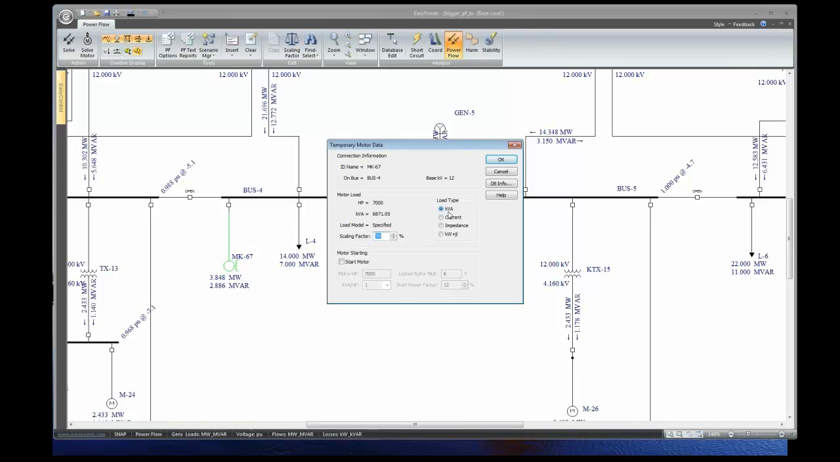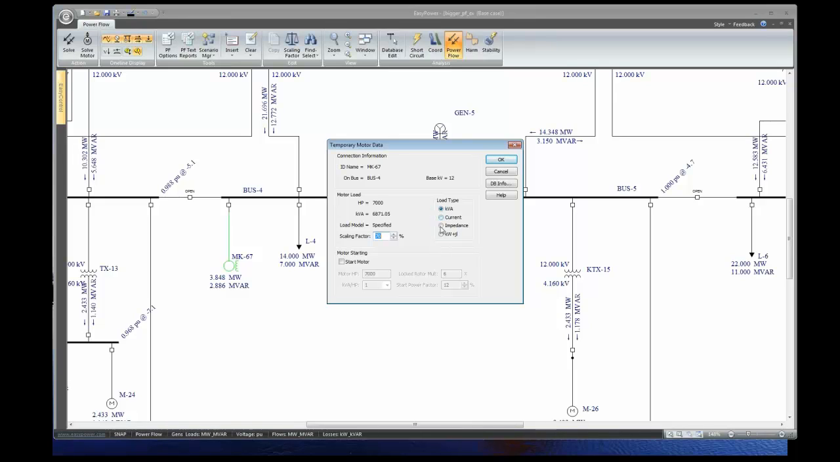So the default is constant kVA, which means these numbers are not ever going to change as the voltage changes. That's not totally accurate, but it's the most conservative approach. If I were to change the load type, then these values would change as the voltage changes in a slightly different way. So you can play around with this to see the impact that it makes.